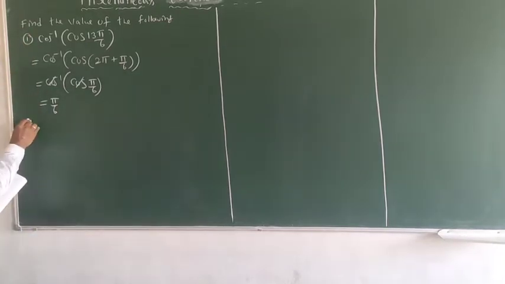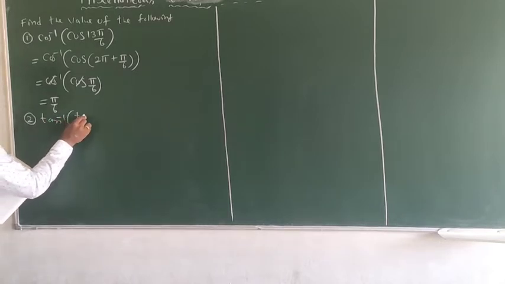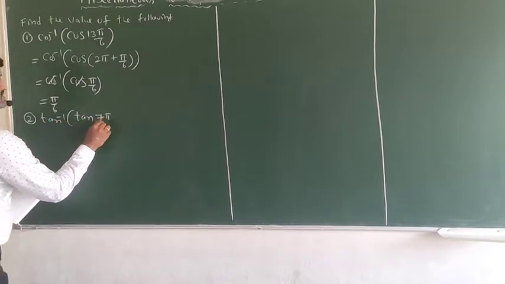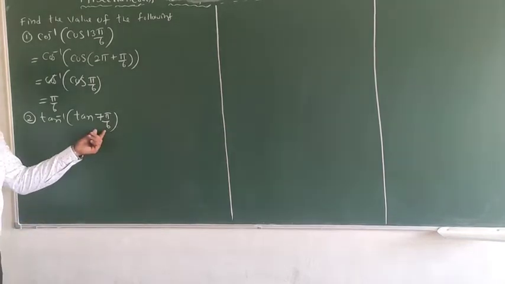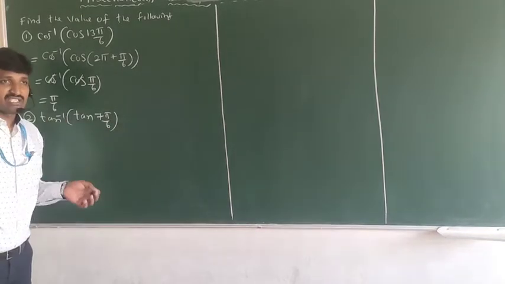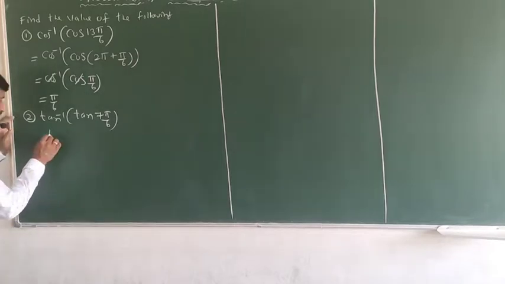Next question, second one. Tan inverse of tan 7 pi by 6. Here also we need to check, it is 210 degrees. But what is the range of tan inverse? Open interval minus pi by 2 comma pi by 2. It is not in that range. We need to simplify this.